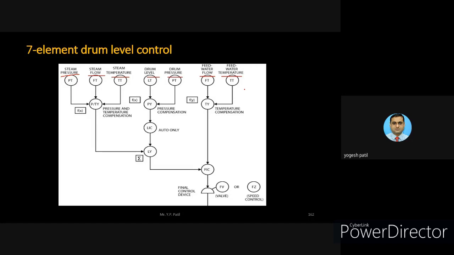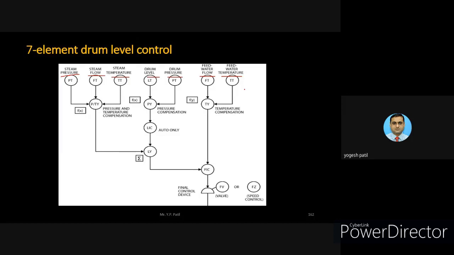If we implement two element drum level control, the efficiency of the steam and the boiler water requirement is not fulfilled by two element or three element drum level control, so we have to go for 5 element or more than that, maybe 7 element drum level control, so that maximum care is taken in the boiler and it gets optimized. So the benefit of 7 element control is that the boiler gets optimized. We will go into more detail about this.